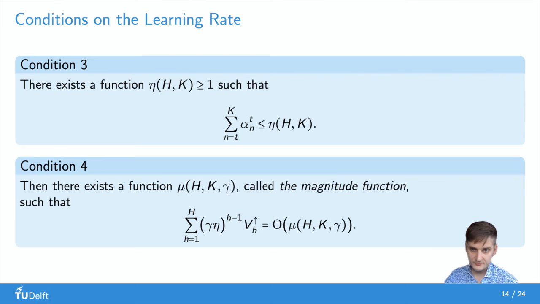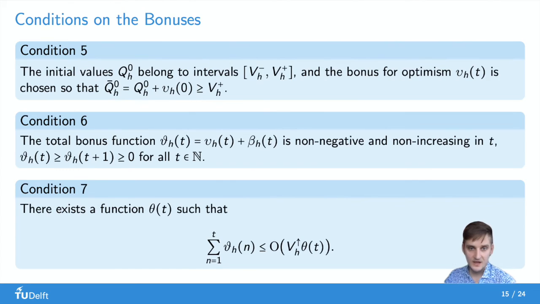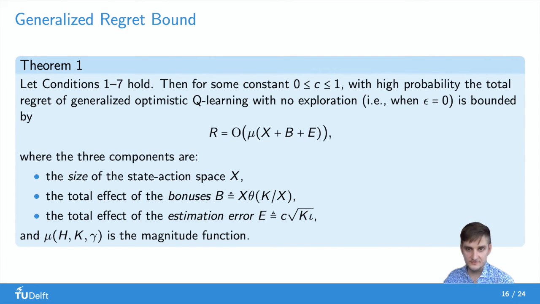These conditions on the learning rate are enough to reason about efficiency, but there are other hyperparameters. For the rest of the hyperparameters, we also impose some conditions, which you can see on your screen. Most importantly, we introduce a function theta, which represents how big the bonuses are. So these 7 conditions together bring us to the main contribution of this paper, which is the theorem you can see on your screen. It tells us that if all of the conditions hold, the regret is bounded by 3 factors: the problem size, the total effect of the bonuses B, and the estimation error E, which comes from the uncertainty in the updates. This is a simple yet powerful result, as checking the conditions can be rather simple.